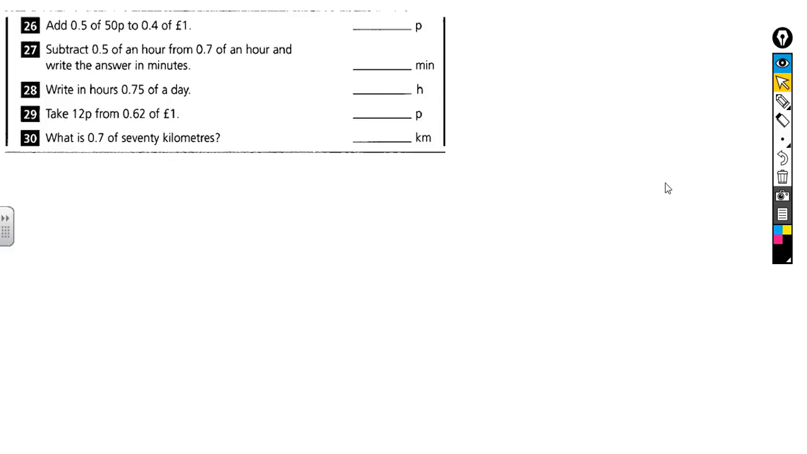Okay, some questions now using decimals. They require a little bit of confidence in how to use decimals and what they mean. Well, let's look at this first question. Add 0.5 of 50p to 0.4 of £1.